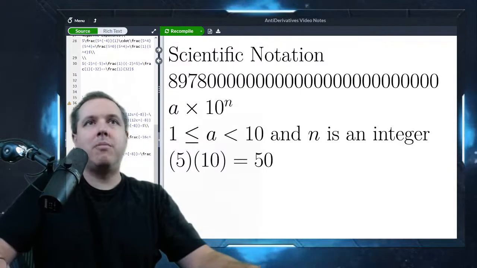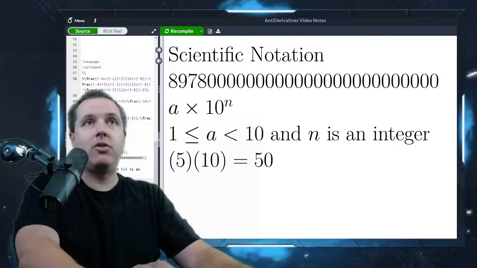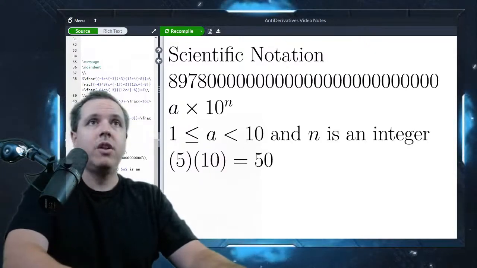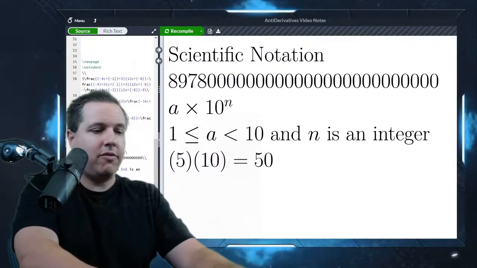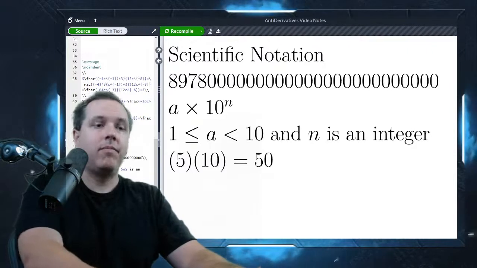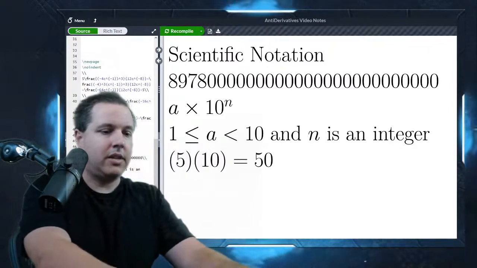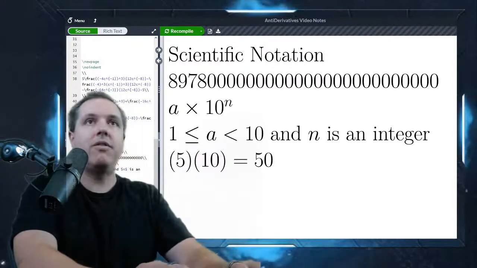So let's think about a number written in scientific notation here. Sorry, my throat's getting a little dry here. Let's say we've got 2.57 times 10 to the 8th.